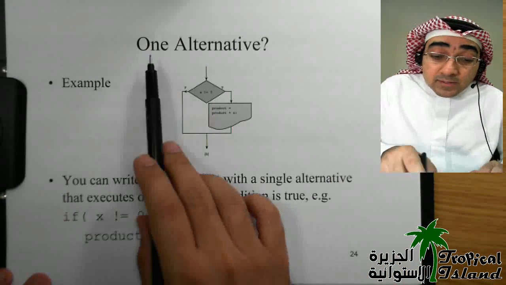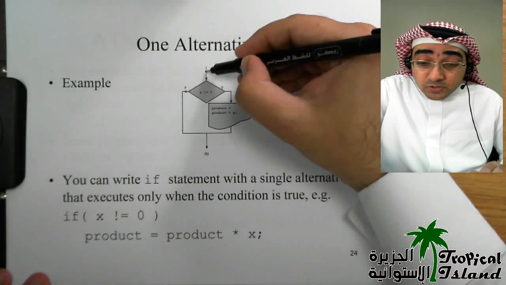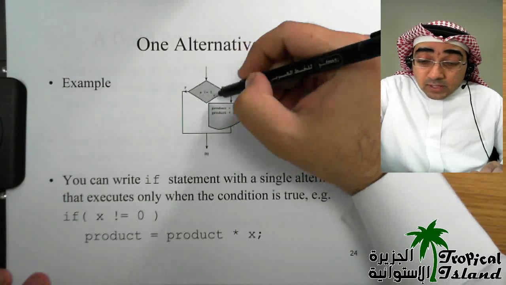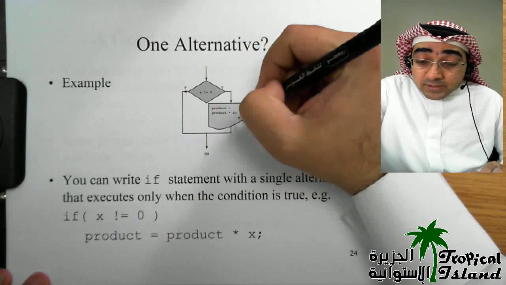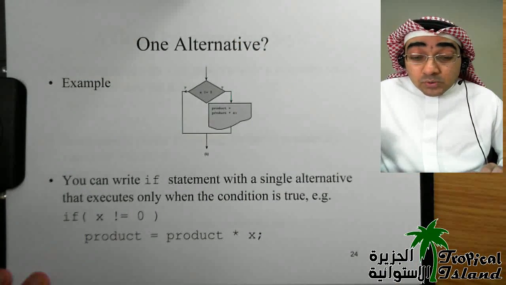Okay, now let's talk about one alternative. In the one alternative, your program is going to run normally and check a condition. If that condition is true, it's going to conduct some statements. If it's not true, it's just going to jump and continue your program. This is a one-way alternative.